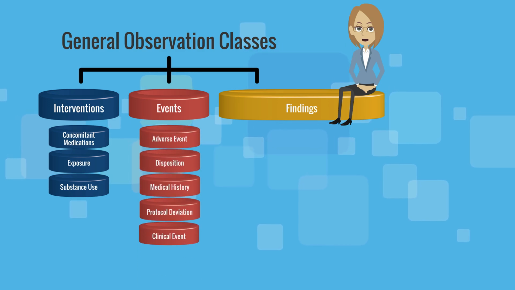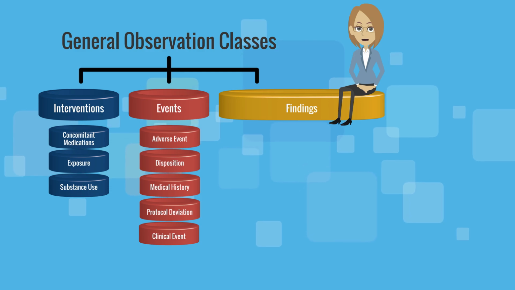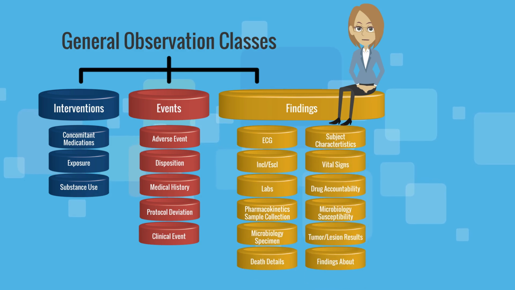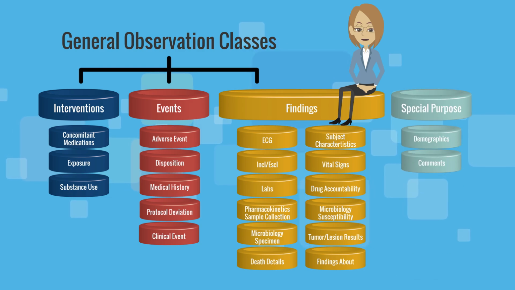Events are things that happen. They may or may not happen to everyone, though. Findings are the results of tests, measurements, surveys, and the like that we perform on the participants. There is also a special purpose class for data that have different structures, such as demographics.